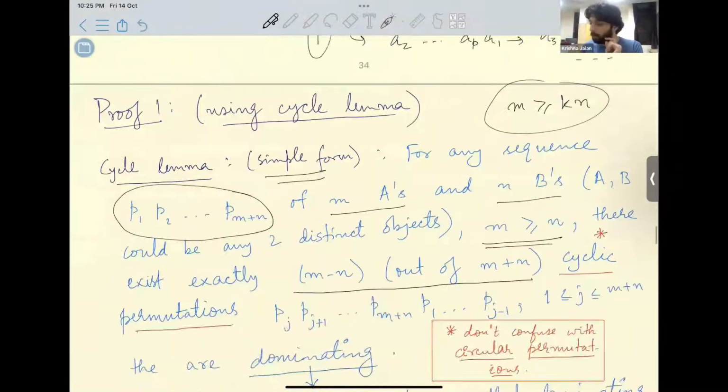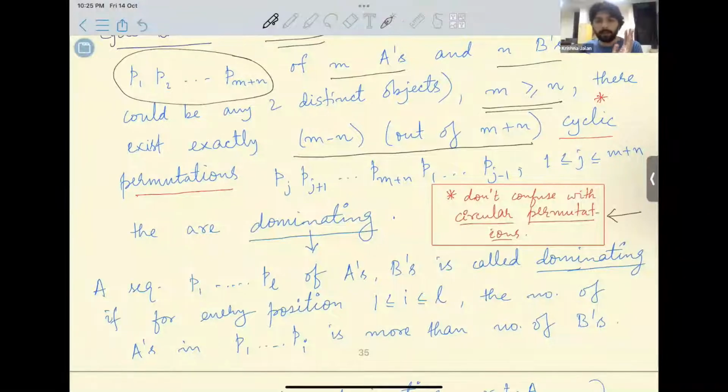You might also have heard of something called circular permutations. You should not confuse it with cyclic permutations. You are welcome to check books on circular permutations. It's just permutations on a circle, but let's not get into that. I'm taking cyclic permutation to mean one shift, just shifting by one. The sequence length is m plus n, so naturally the number of such cyclic permutations is m plus n. And what the cycle lemma states is that m minus n out of those m plus n sequences are dominating. I'll explain what dominating is.